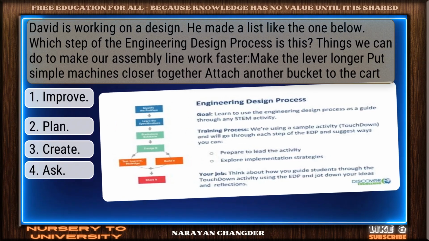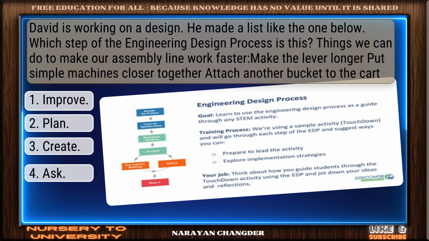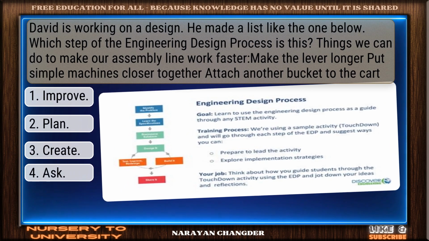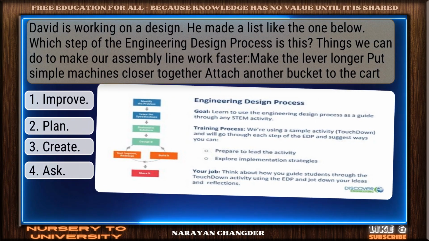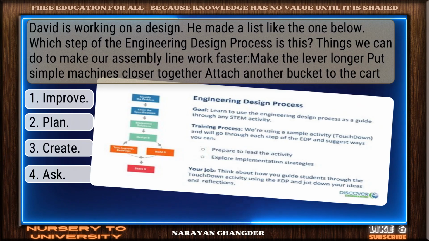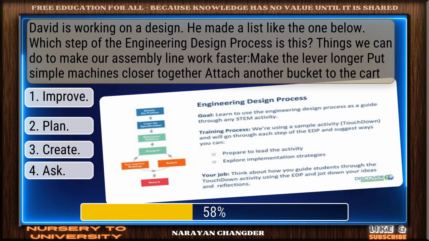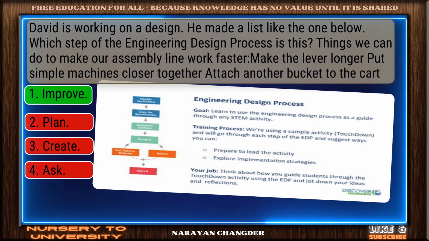David is working on a design. He made a list like the one below. Which step of the engineering design process is this? Things we can do to make our assembly line work faster. Make the lever longer, put simple machines closer together, attach another bucket to the cart. Valid point. Improve is true.